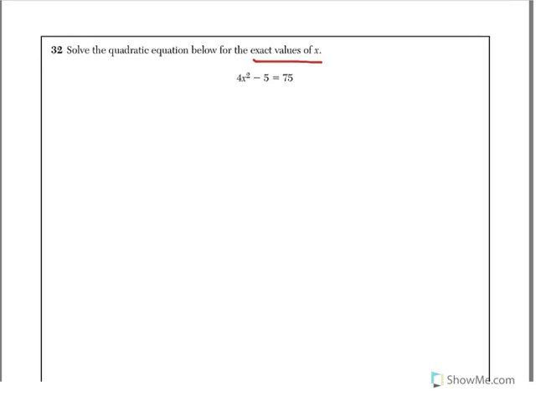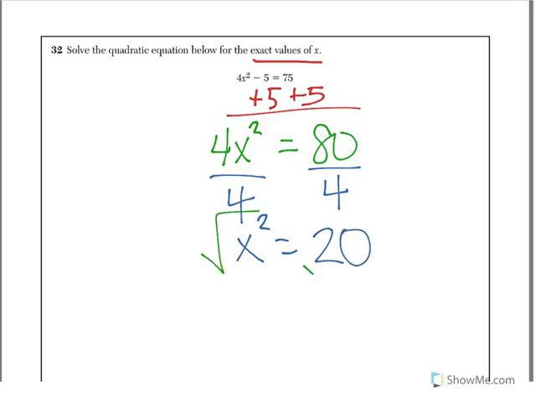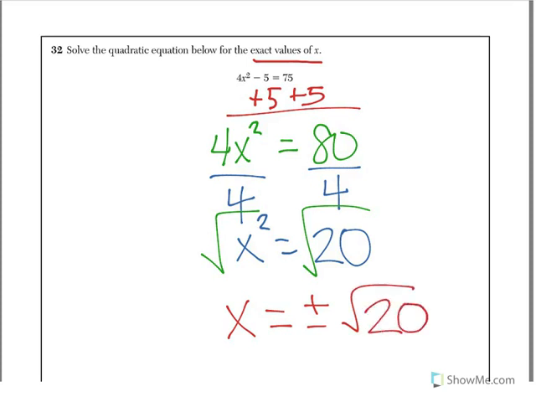So, in my opinion, the easiest way to solve this is to add 5 to both sides to isolate the x's, and I have 4x squared equals 80. Now, to get rid of the 4, I could divide both sides by 4. I'm left with x squared equals 20. And to get rid of the square, I could take the square root of both sides. And I would have an answer of x equals plus or minus the square root of 20.